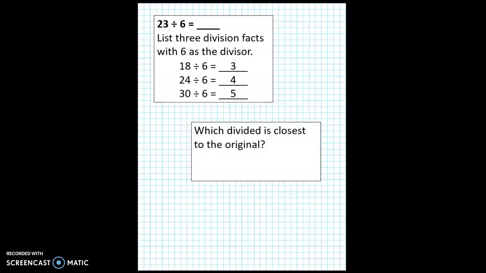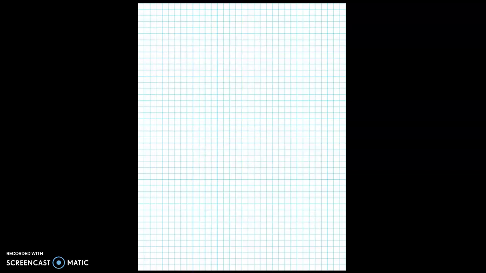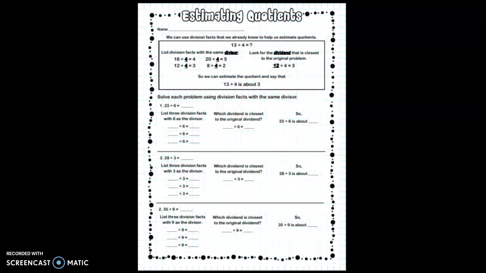Which dividend is closest to the original? 24 divided by 6, which equals 4. So 23 divided by 6 is about 4. Let's look at the next example.